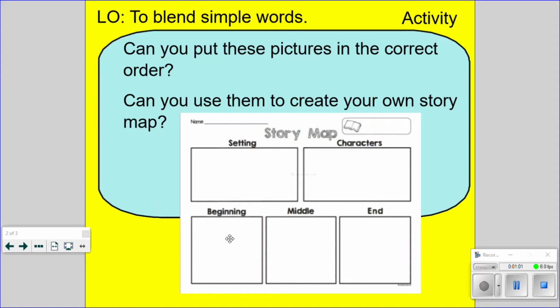And can you talk about the beginning, the middle of the story, and the end? In the beginning, Viv has a zog. In the middle of the story, the zog lays some eggs. And at the end, there were lots of zogs, and Viv had 10 zogs. You could write about it or draw pictures to show me.